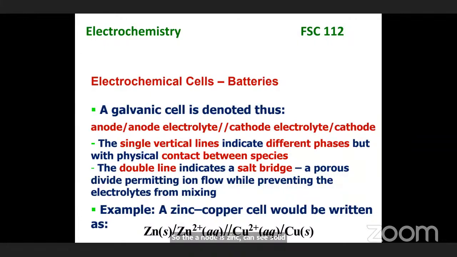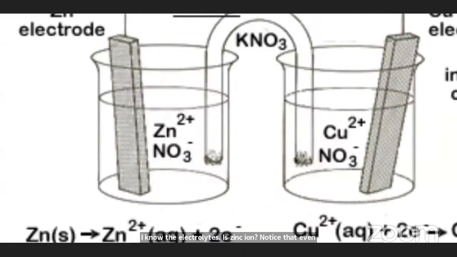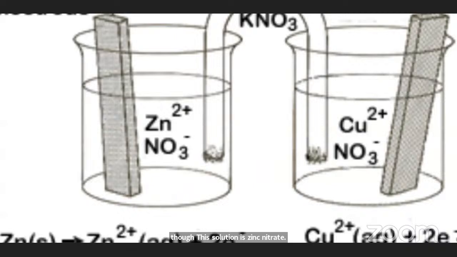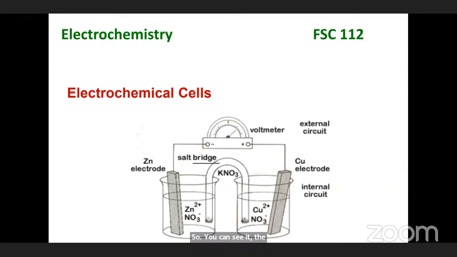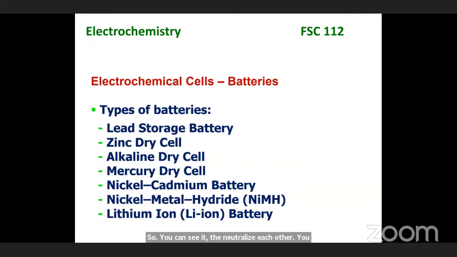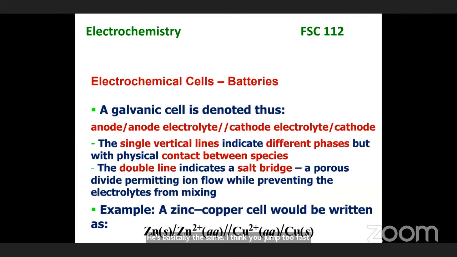The anode electrolyte is the zinc ion. Notice that even though the solution is zinc nitrate, it's the zinc 2+ that is being emphasized because that is really what is involved in the electrochemical reaction. The NO3- you can see is in both places, so you can say they neutralize each other. You remember how we wrote the equation the other time? Okay, so that's an example.